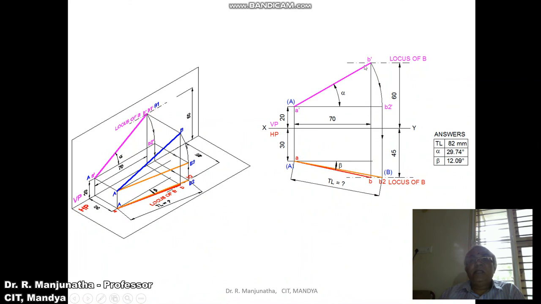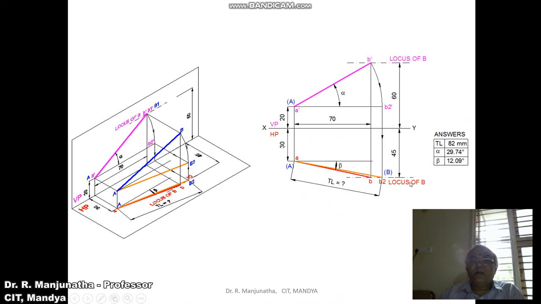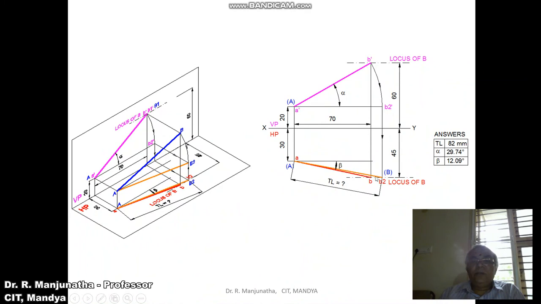With A dash as center, taking the radius of A dash B dash, you rotate it, make it parallel to HP. So you are getting A dash B2 dash parallel to HP. When it is projected onto the top view, that B2 will be projected to the locus of B in the top view, so that you get this point B2. Then join AB2, which is going to be the true length. So this will be capital A and this will be capital B. So this is how we will be able to analyze this problem stepwise.